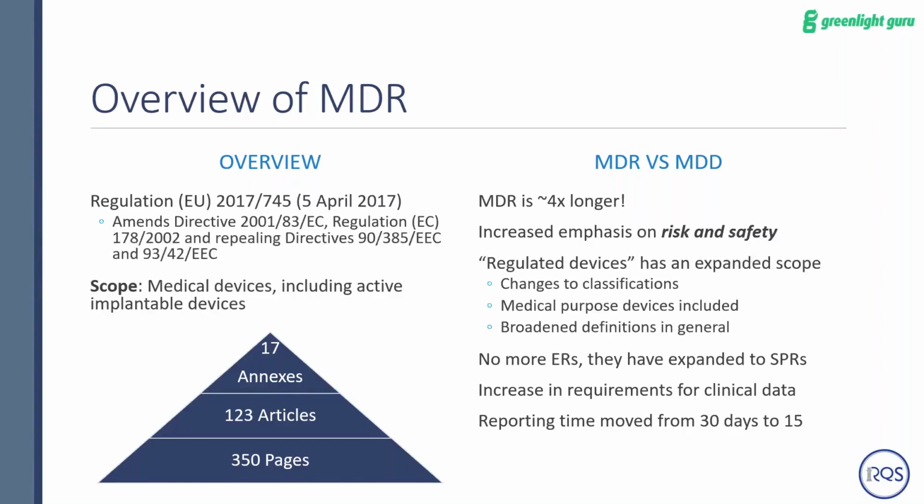The standard itself is much longer than the previous MDD directive, over 4 times longer. It's got an increased emphasis on risk and safety, so you'll see those a lot. A lot of people know the update to ISO 13485 in 2016. The main focus of that was incorporating risk in all aspects of your quality system. The MDR really does a good job of presenting the same information as well as expanding on how to implement that and how that's needed for your CE mark.